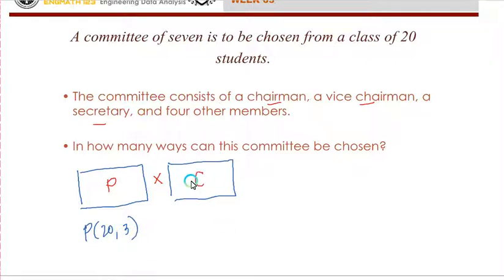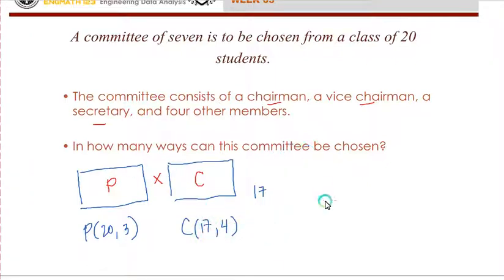Next, since we have to choose four members, having chosen three, how many options do we have left? Since 3 have been chosen, our remaining option is only 17 students. Therefore, we need to choose a combination of 4 members from the remaining 17. So we have combination of 17 taken 4 at a time. Then we just multiply.